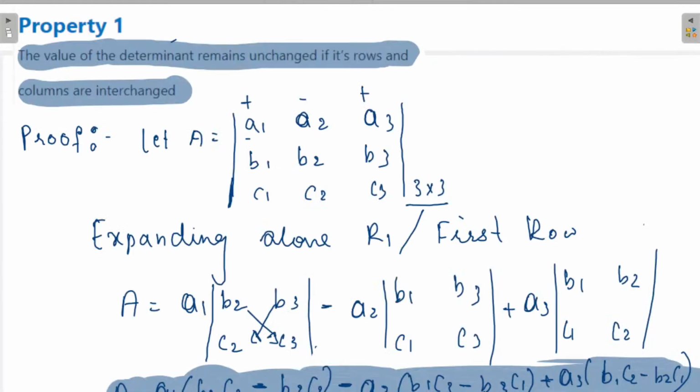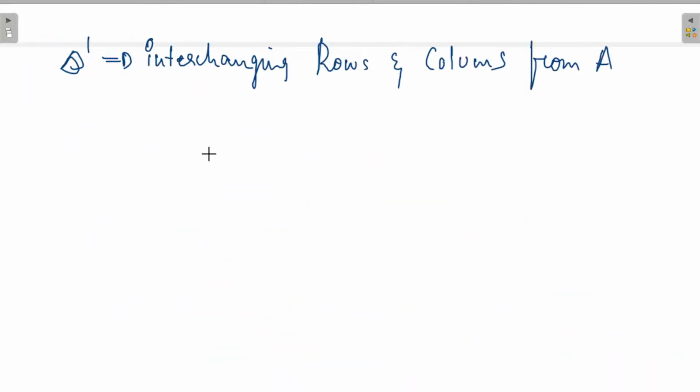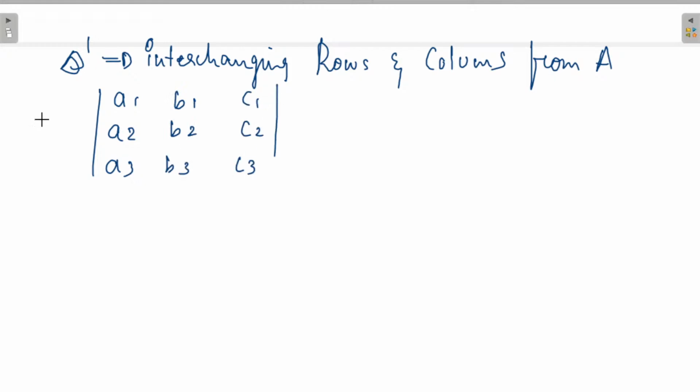This is the A. If I interchange the rows and columns over here, I get A1, A2, A3, B1, B2, B3, C1, C2, C3. I get this. Now this is your determinant, or delta 1 also we say that.